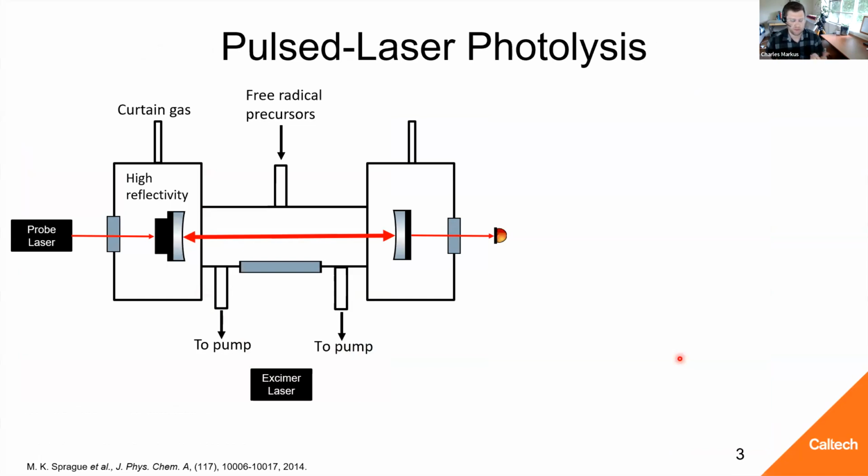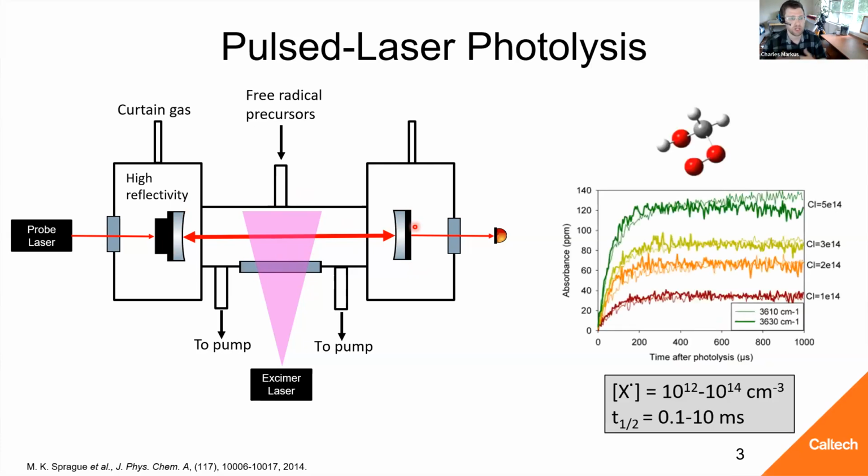A strategy that we've used, and others have used, is to generate radicals from an intense pulse from a UV laser, for example from an excimer laser. And then you can use a variety of different methods to probe the products and reactants as they evolve. In the Okamura lab, we've used cavity ring-down spectroscopy. This takes advantage of putting your reaction volume between two highly reflective mirrors, which increases your interaction length, allowing you to observe very, very weak signals.